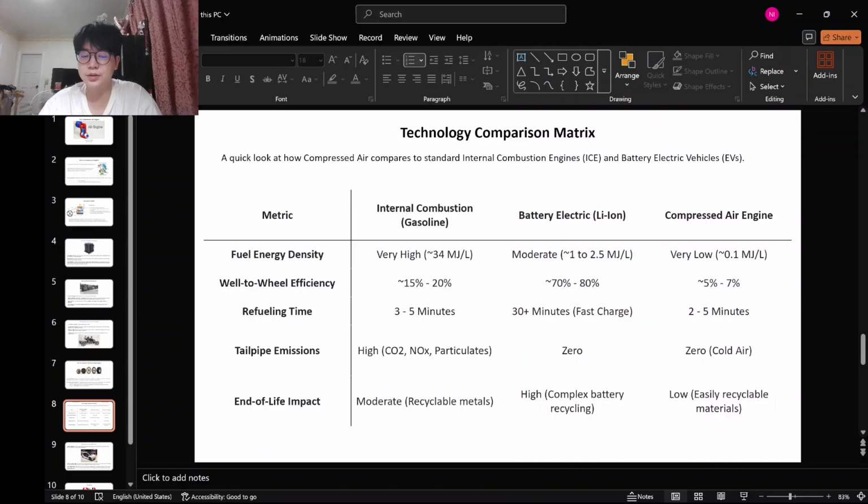Tailpipe emissions: ICE high CO2, NOx, and particulates. EV 0. CAE 0 because it is cold air. End of life impact: ICE moderate, recyclable metals. EVs very high, complex battery recycling. CAE low, very easily recyclable materials.